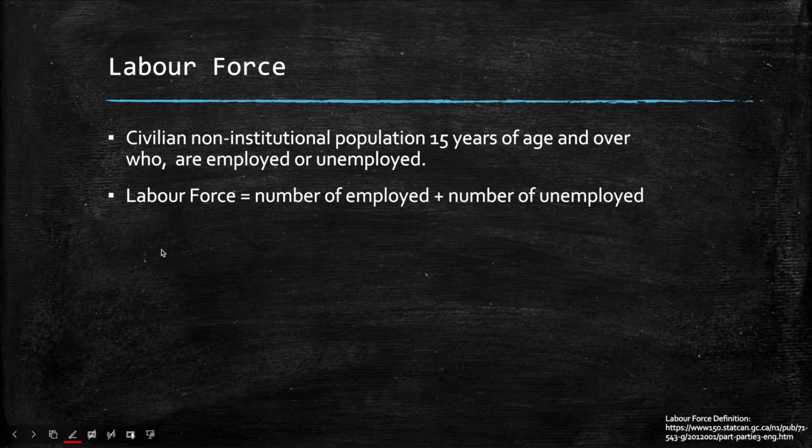So if we want to take an example, let's say we have a working population of 120. And we have an employment of 90. So there are 90 people who are employed. And then we have 20 people who are unemployed. So to get the labor force, all we would do is take the number of employed and add the number of unemployed. And this would equal 110. So 110 is the labor force here.